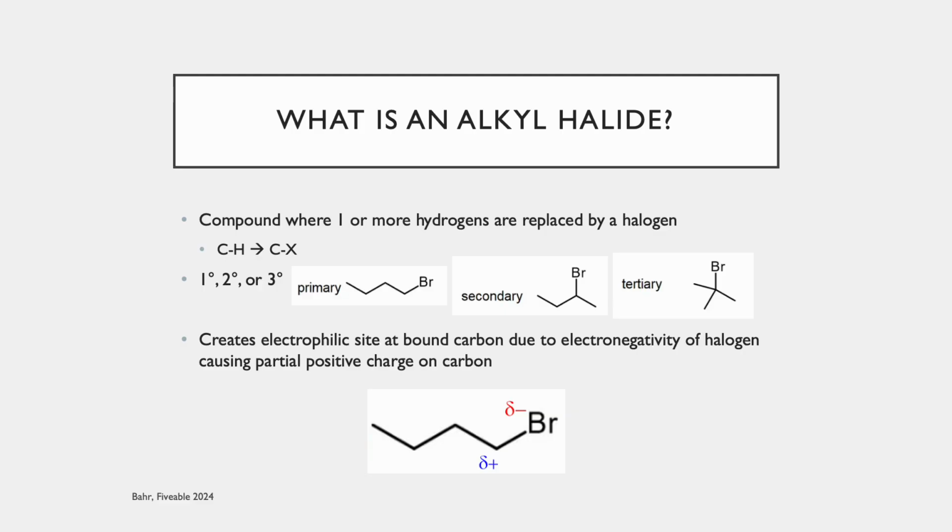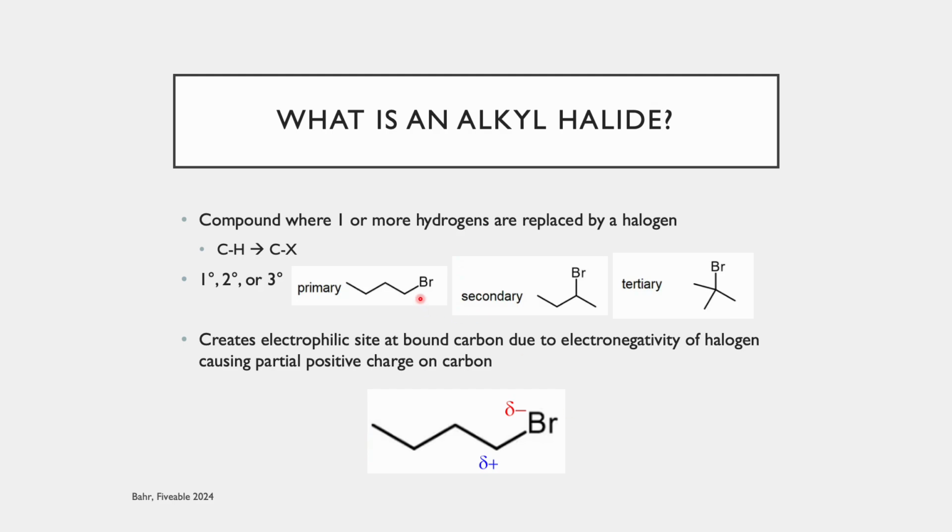What is an alkyl halide? An alkyl halide is an organic compound where one or more hydrogens are replaced by a halogen such as fluorine, chlorine, bromine, and iodine. They can be primary, secondary, or tertiary, which refers to how many carbon bonds the carbon bound to the halide has.